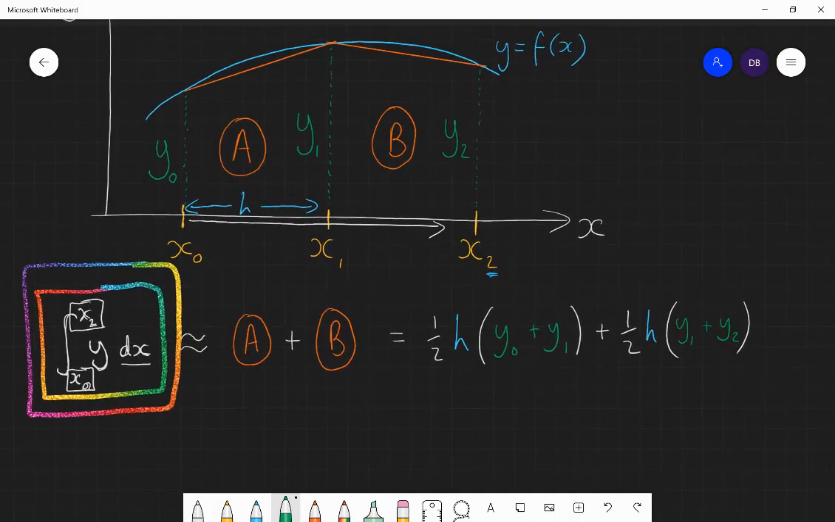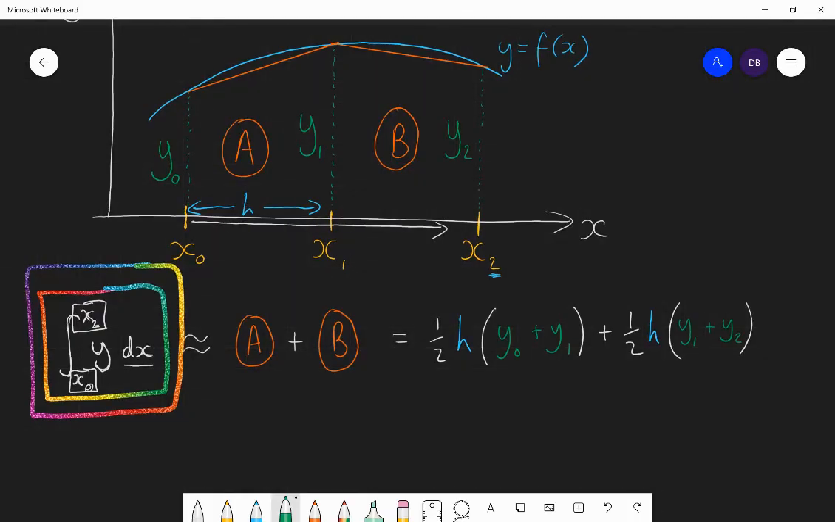Okay, I could simplify that. I could factorize that and write it like this. I could take a factor of a half h from both of those expressions. So that would become half h multiplied by y0 and y1 plus y1 and y2. There's a simpler way of writing that, and I could rewrite the y1 and y1 as two y1s.